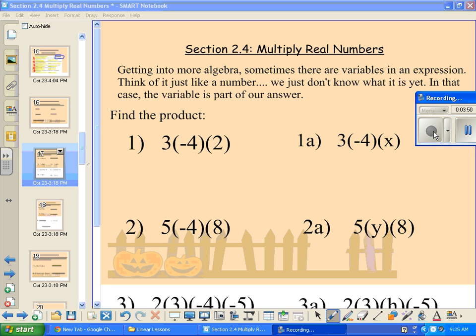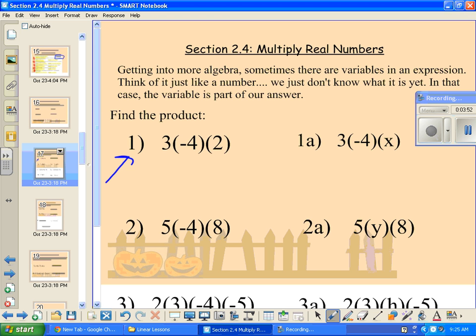On Monday, you may remember problems like this, like number 1 here, 3 times -4 times 2. When I'm multiplying these 3 numbers together, I can count up the number of negative signs, and that can tell me if the answer is positive or negative.